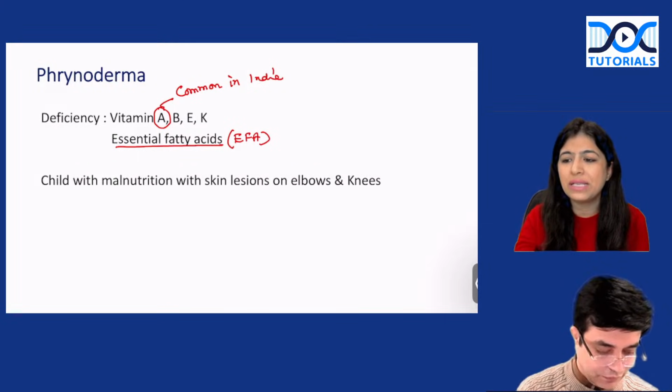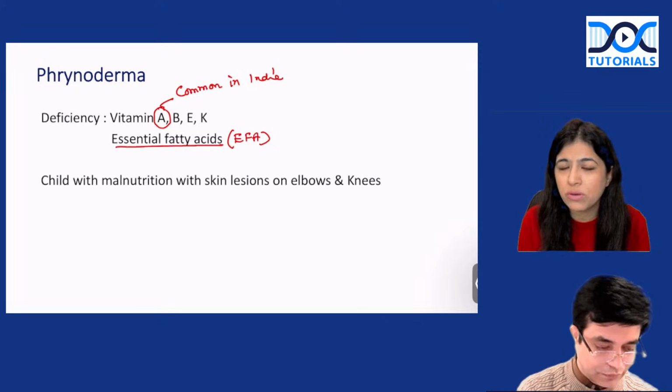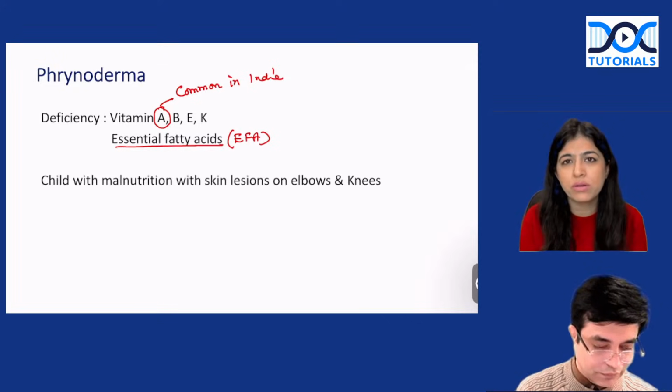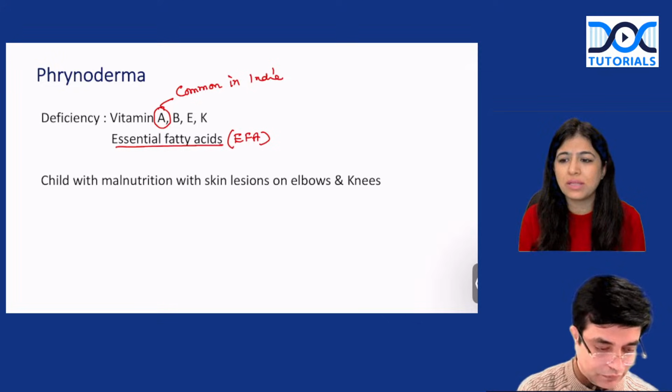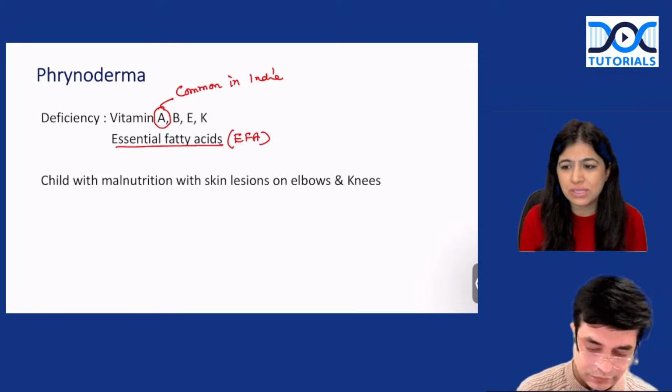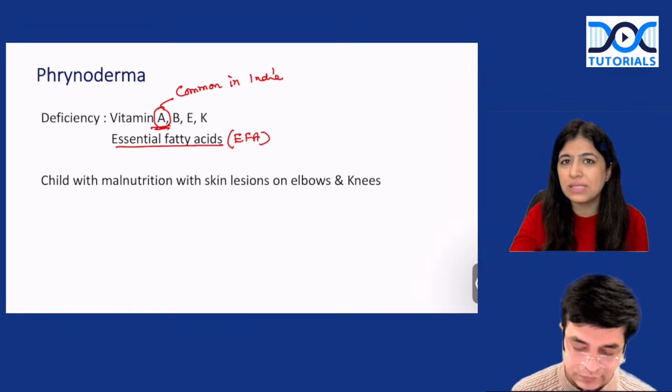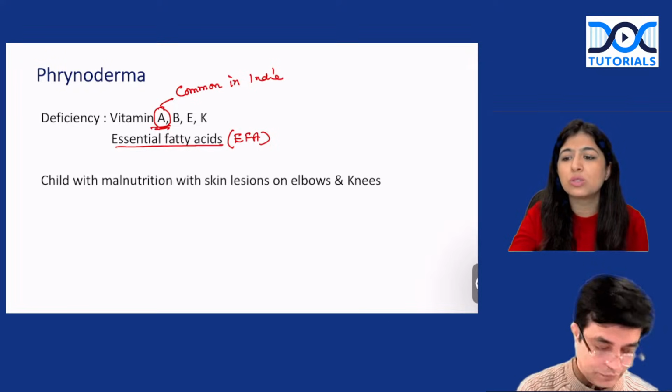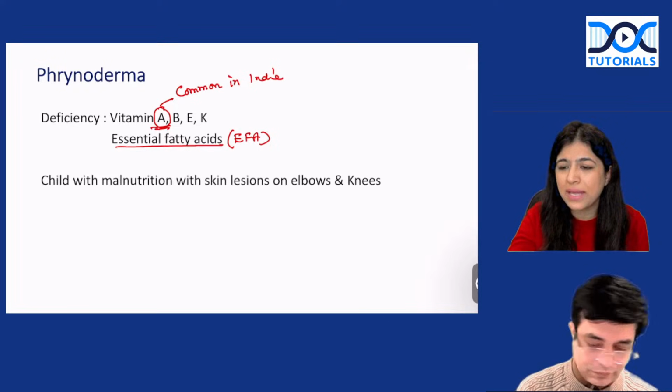And when you look at these deficiencies A, B, E, K, which of these deficiencies do you think is the most important to rule out, most important to check for? That is vitamin A deficiency. And vitamin A deficiency can lead to xerophthalmia. So, what would be your next step in management?